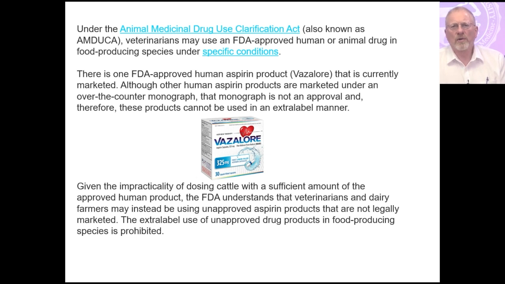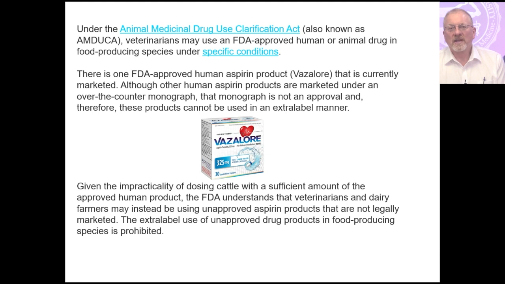They go on to reference the Animal Medicinal Drug Use Clarification Act, or AMDUCA, and that we are allowed to use drugs off-label, but they have to be an FDA-approved human or animal drug. They have to have that NADA or NDA, or the abbreviated ones that represent their generics.